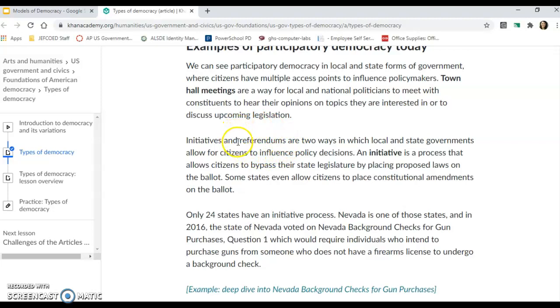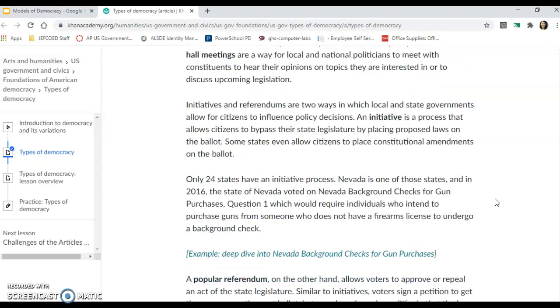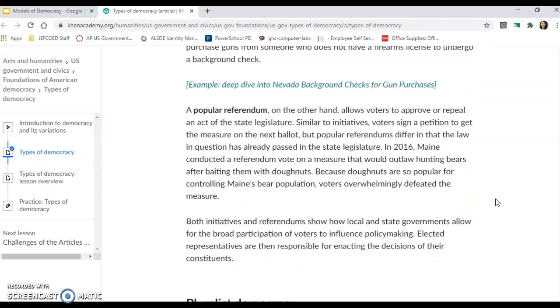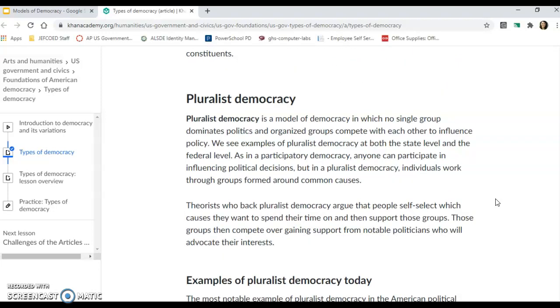Initiatives and referendums. So some places allow for citizens to initiate policy through petitioning, and then referendums are direct votes on particular policy. So, for example, in the state of Alabama, we do not have the lottery. And so if they wanted to have the lottery in our state, they would have to do what is called a referendum, where at the next election, it would be on the ballot where the individual citizens would be voting whether or not they approve or disapprove of that particular policy. Okay, so that covers that.